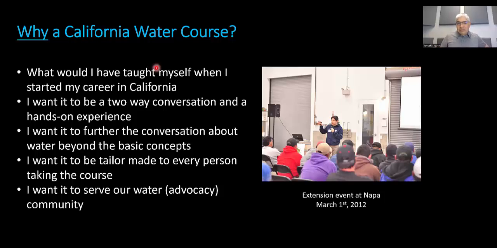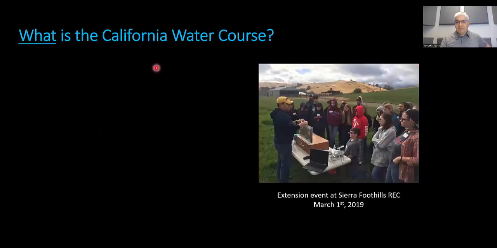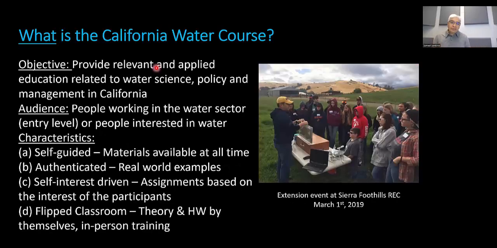I wanted it to be tailor-made to every person taking the course. This will consider your interest, not my interest or some predetermined exercises. And I want to serve our water community. So the objective here is to provide relevant and applied knowledge related to water science, policy, and management in California. The audience for this course is people already working in the sector at the entry level, or any people interested in water, some water advocates, community leaders, community members.